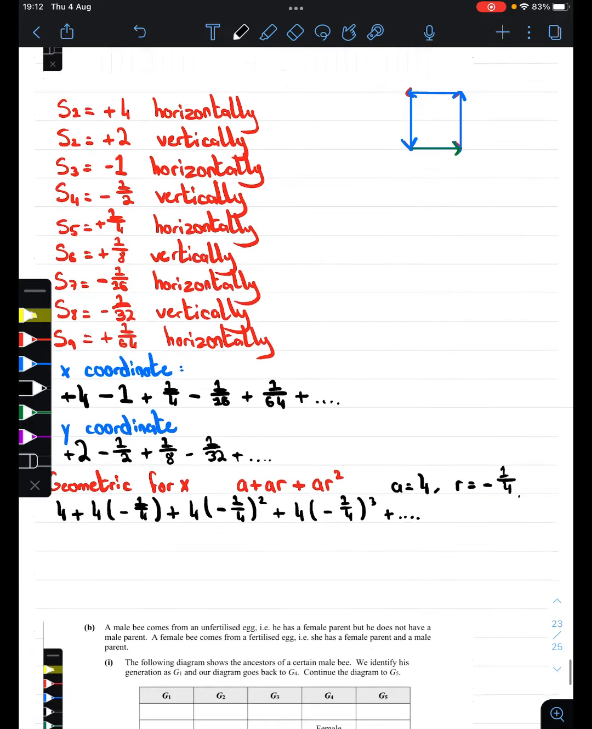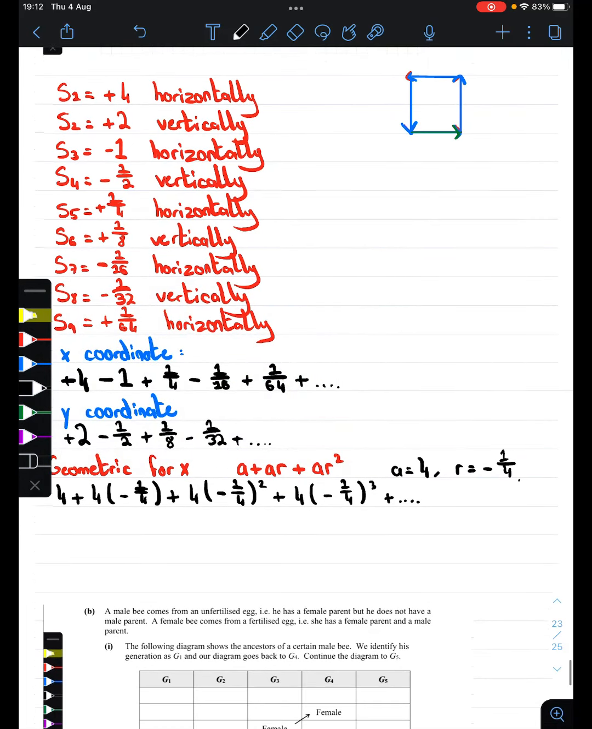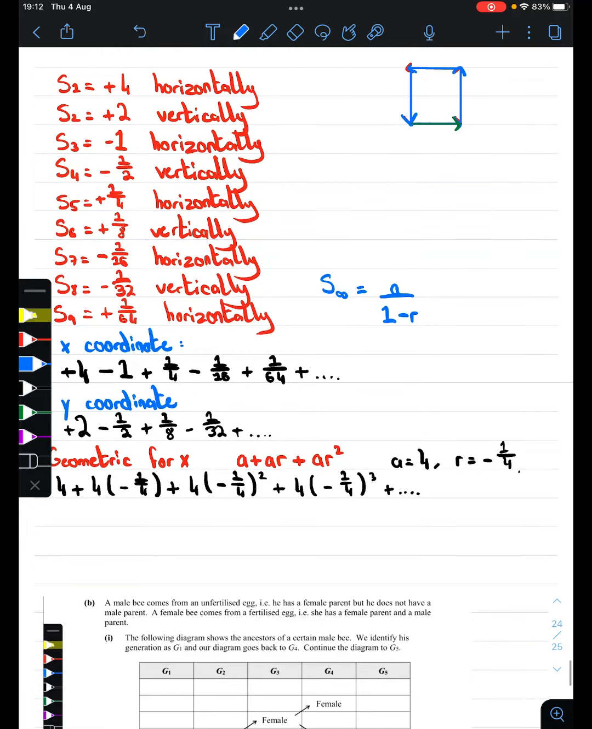Okay, and now let's see where the x-coordinate ends up. If we have our formula a over 1 minus r for the infinite sum, we would get 4 over 1 minus minus 1/4, which is 16 over 5.